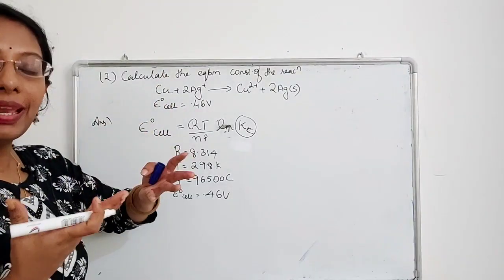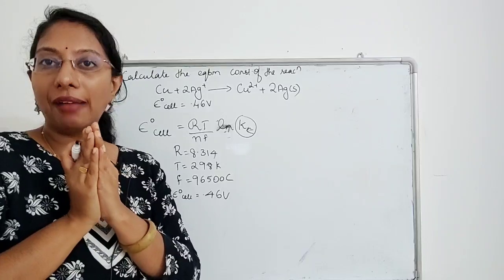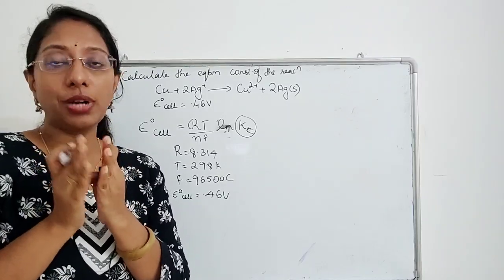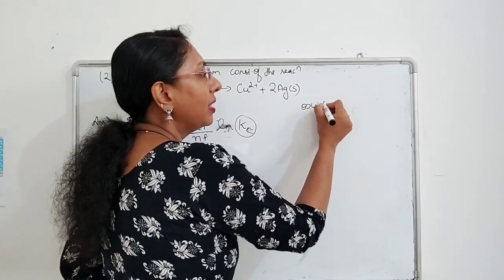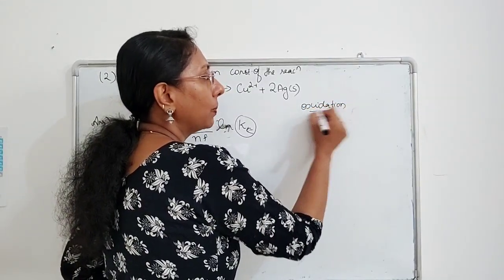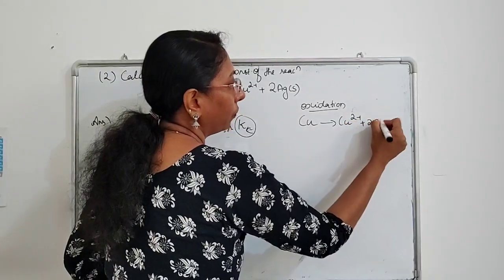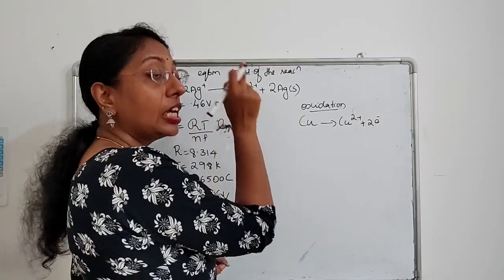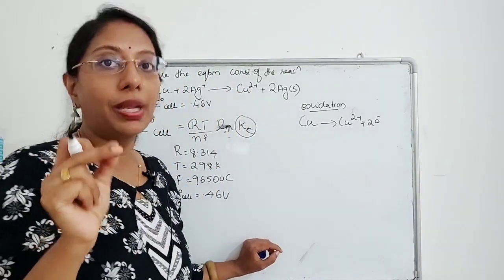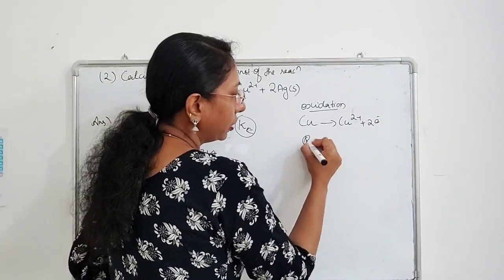Some may have the tendency, they can easily look at the equation and know. But some have a confusion about how many electrons are transferred. So better you write the equation like this, then almost all the confusions will be solved. Cu gives Cu2+ plus 2 electrons. From where did I get this 2 electrons? Because Cu has changed to Cu2+. If Cu has to change to Cu2+, it has to lose 2 electrons. This is oxidation. Here, reduction.